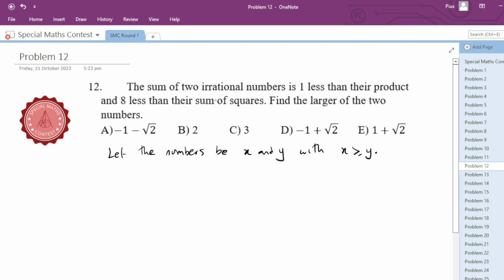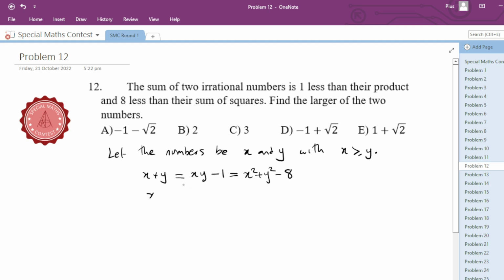So the sum of the two irrational numbers is 1 less than their product. So the sum, which is x plus y, is the product minus 1. That's 1 less than the product, so xy minus 1. That's on one hand, and 8 less than their sum of squares. So this same sum is equal to their sum of squares minus 8.